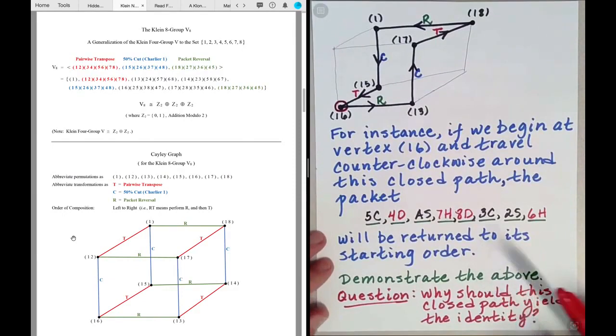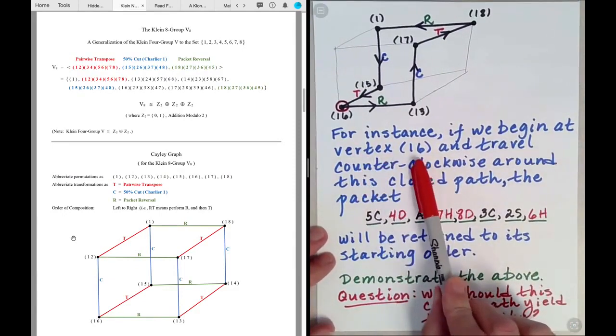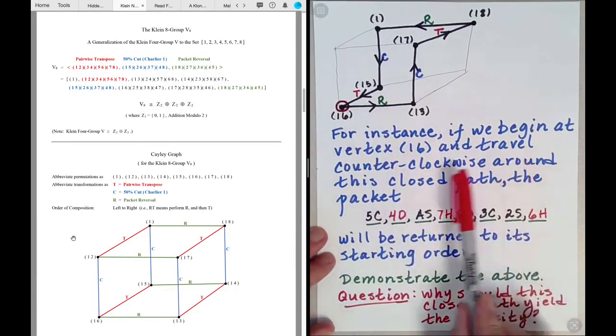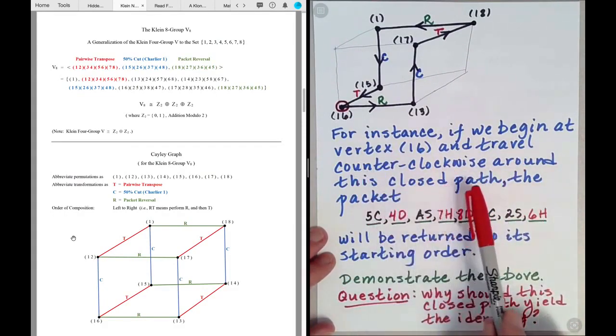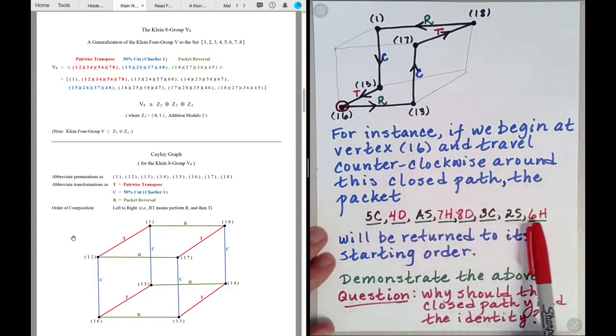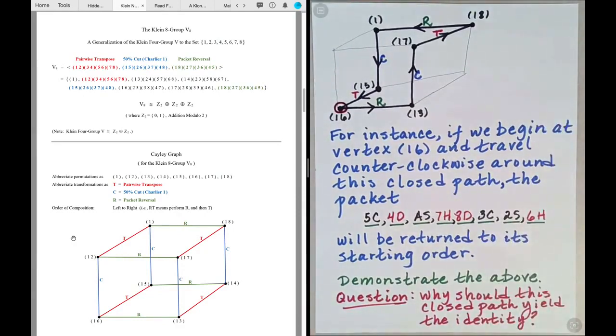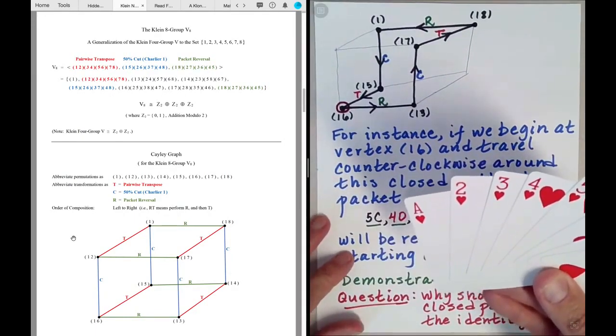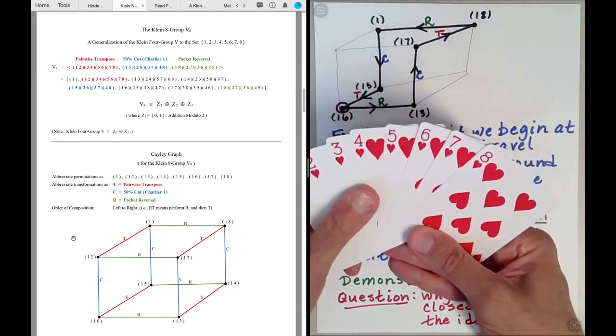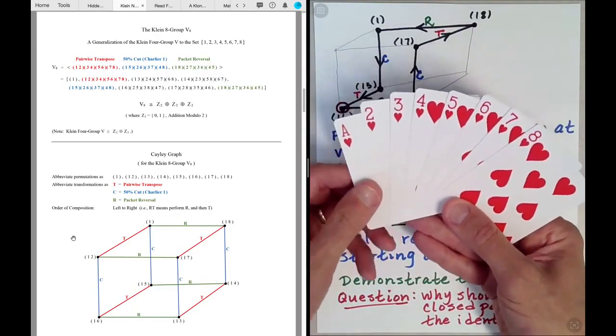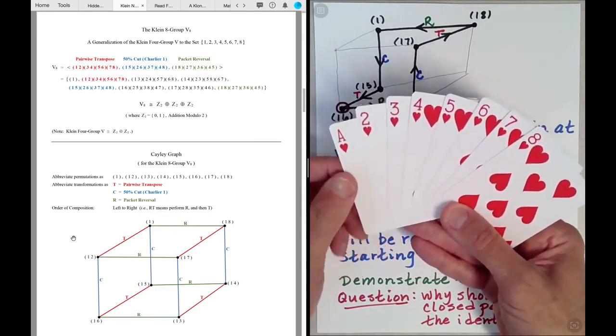For instance, if we begin at the vertex 1, 6 and travel counterclockwise around this closed path, this packet right here will be returned to its original starting order. Now we will go ahead and illustrate that, and I think it might be most helpful to illustrate it with an ordered packet, even though any random collection of 8 cards will work just fine. So I'm starting with Ace of Hearts through the 8 of Hearts.